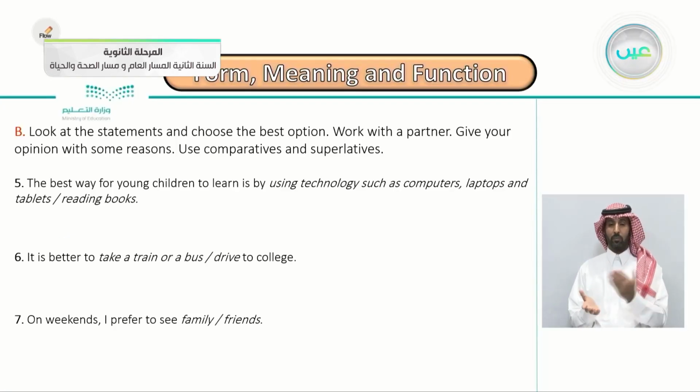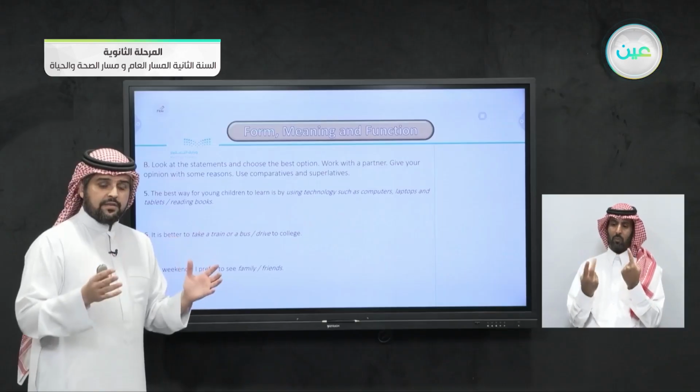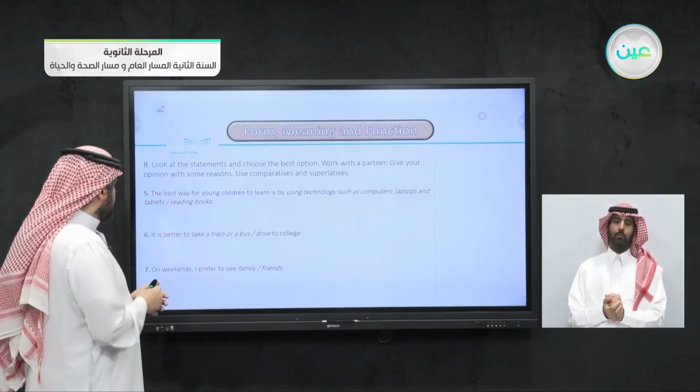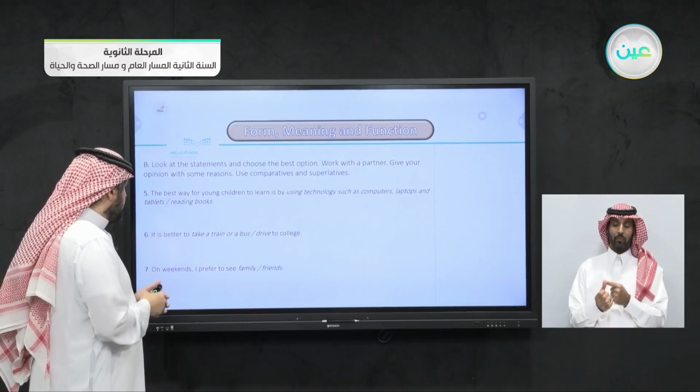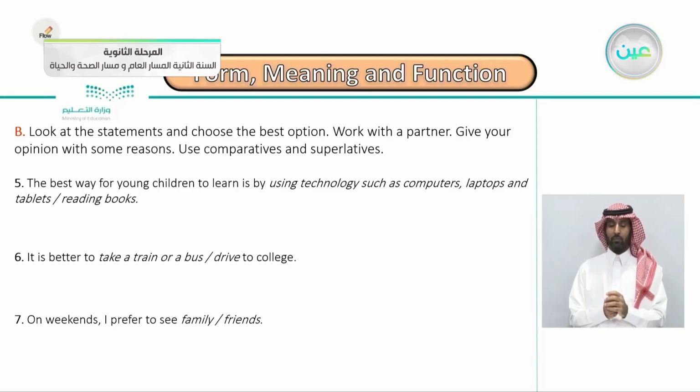Let's jump to the other exercise. Look at the statements and choose the best option. Work with a partner. Give your opinion with some reasons. Use comparatives and superlatives. Of course, today we're focusing on comparatives and superlatives. The first one, we're continuing the exercise before, of course. The best way for young children to learn is by using technology such as computers, laptops, tablets, or reading books. Don't forget, this is your opinion.